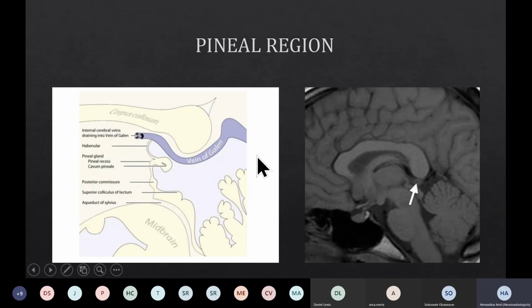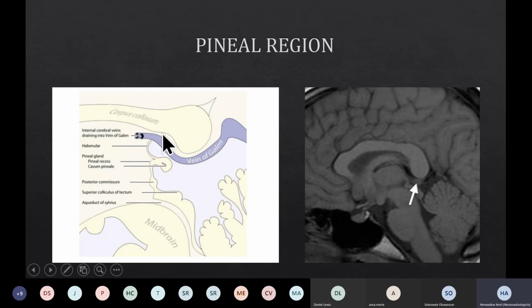Okay, so that was about the sella. We have talked about the sella, the bone, the pituitary gland. We have looked at the suprasellar region, including the hypothalamus, and then we have talked about the parasellar region, including the cavernous sinuses, the carotid artery, and the cranial nerves within them. So let's just finish off the next 10 minutes talking about this pineal region.